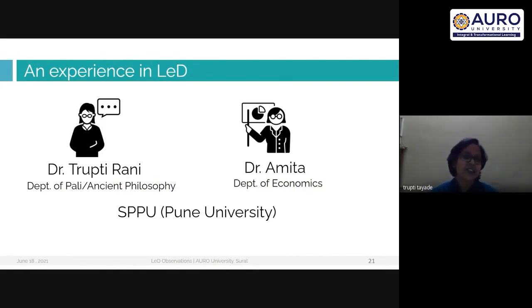I am from the Department of Pali and Buddhist Studies, and Amita madam is from the Department of Economics. So after that, we decided to work together, and then that's where we thought of coming up with some combination where we both can come together at one point and come up with some activity. So I think Amita madam is also here. Amita madam can continue.